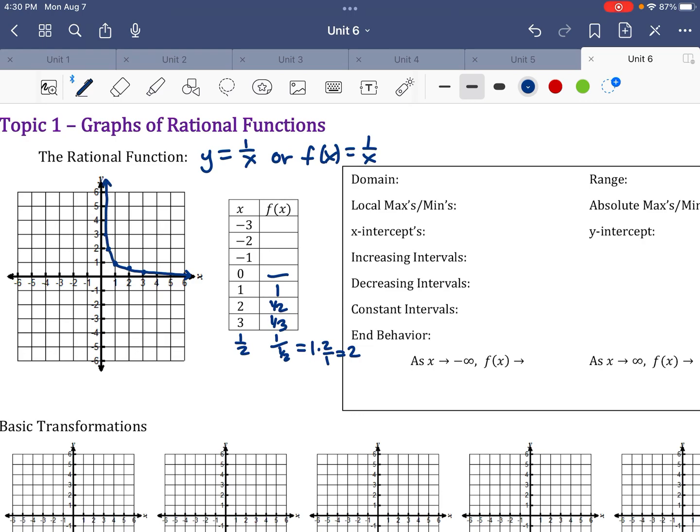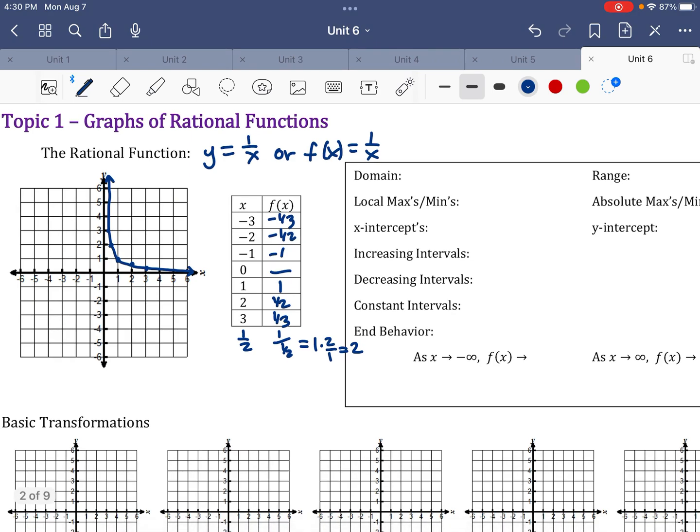All right. So basically, when you try a negative number, it produces the same answers except they're negative, right? So this would be -1, -1/2, and -1/3. And if I did -1/2, I would get -2. And so what it ends up doing is producing the exact same picture, but it's down in the third quadrant. Okay, so this is just your basic rational function.